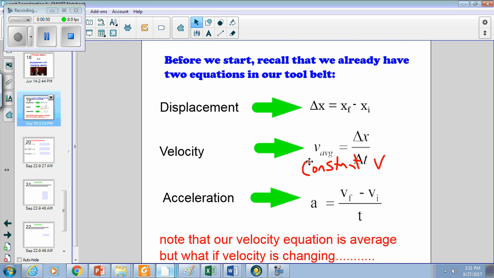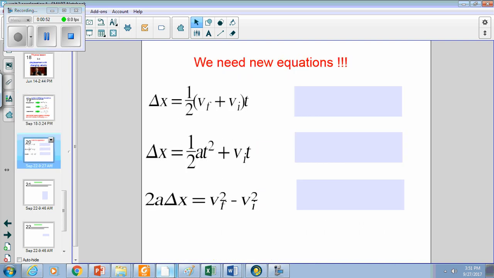So I have these equations here for you. These are three of many equations that you'll get in physics, but these ones are very, very helpful in this unit and units to come. So what they do is they relate this displacement with our changing velocity.